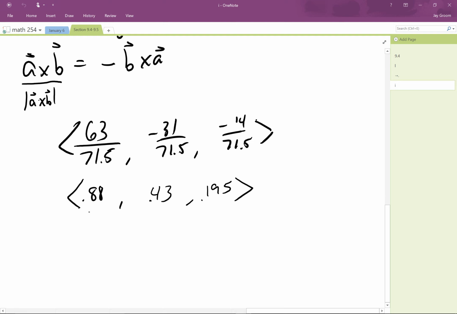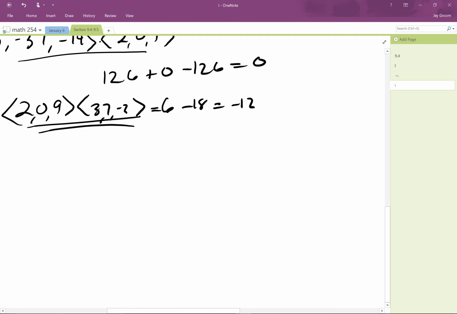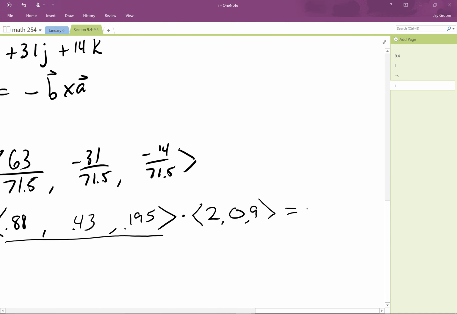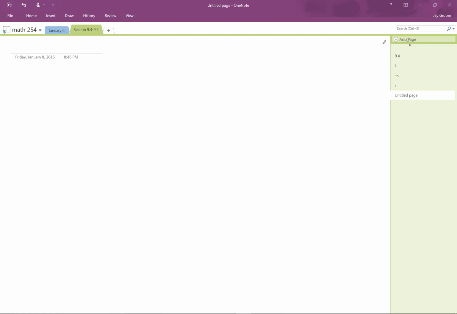Remember, this thing here dotted with one of the other vectors, 209, for instance, right? Yep, 209. This should also equal 0, or awfully close to it. I mean, we rounded a skosh, but it should be awfully close to 0 as well, okay? So just keep that in mind. All I did was shorten the vector. I didn't change its direction or anything.